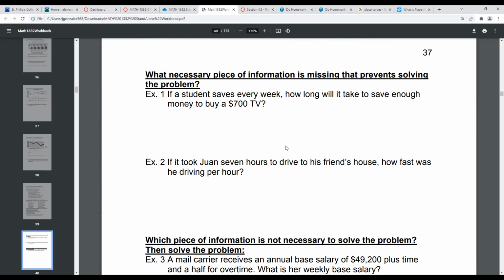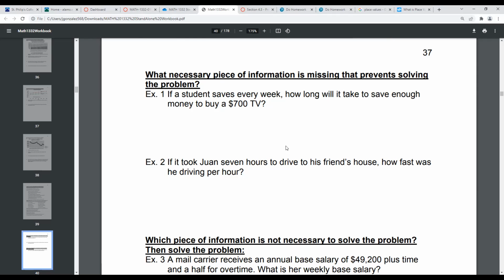So same thing that we looked at on the homework. The student saves every week. How long will it take for him to buy the TV? If the TV is worth $700, what is missing here? How much he's saving. Yeah, it didn't say how much he should save. So in order to solve this problem, that information is needed, right?